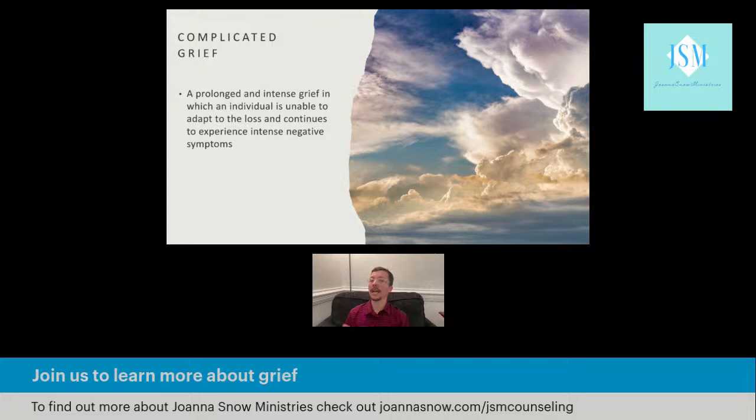Someone who is in this spot is unable to come to terms with the loss. They're not able to adapt or navigate, like we just talked about a minute ago. They're not able to navigate and adjust to the loss, and they continue to experience these intense negative symptoms. That's complicated grief. It's almost like they're stuck in grief. And we looked at this last week. Remember, if you watched that last week, we talked about acute grief is kind of that.